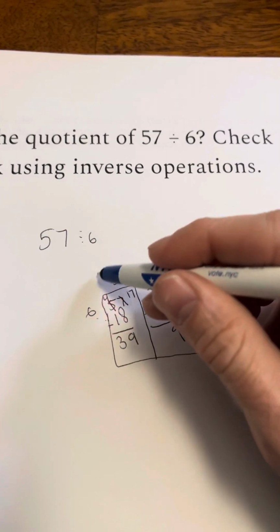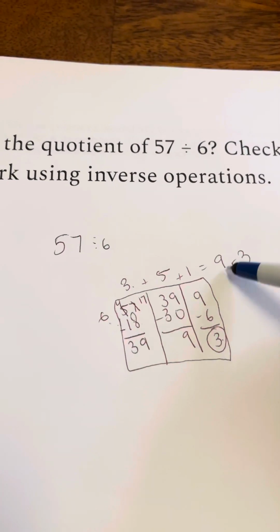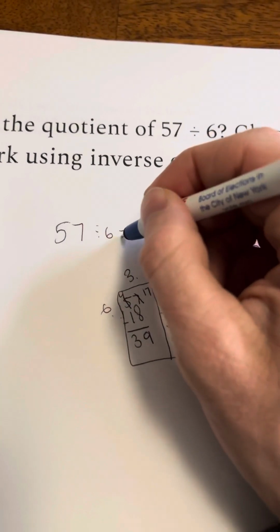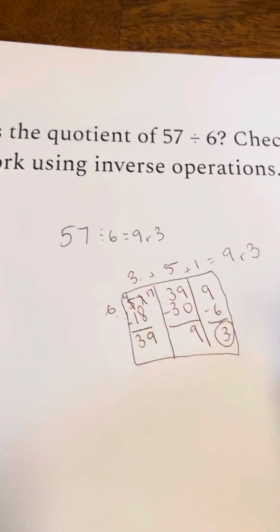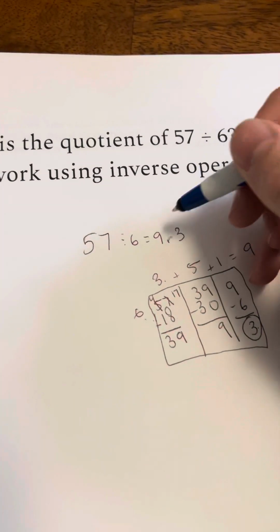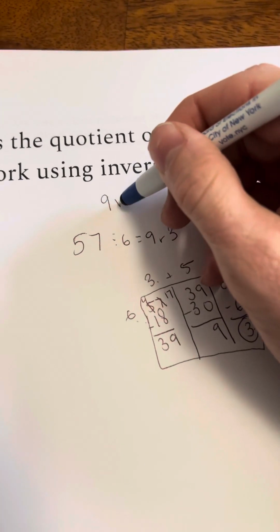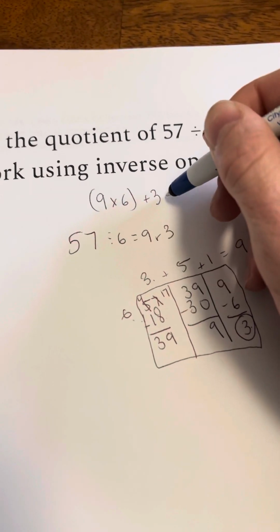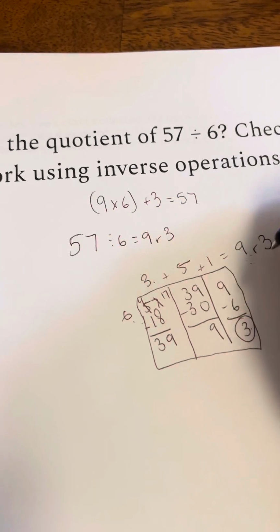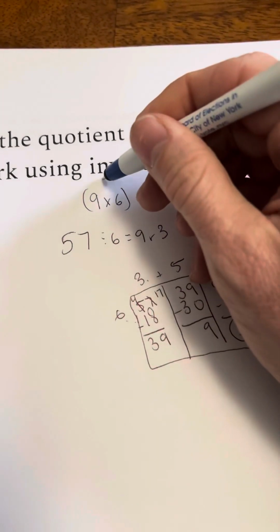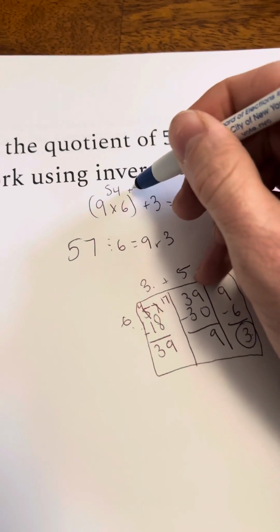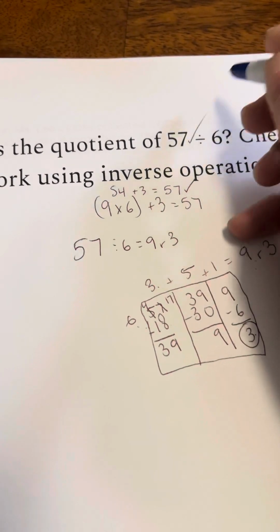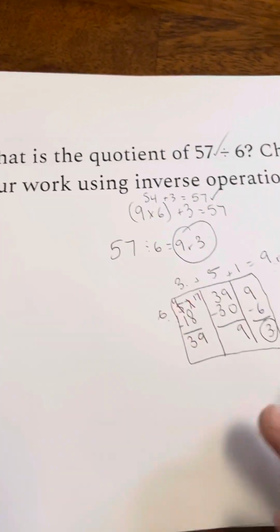Remember I said 9 would be the best thing to use? I knew it. So now if this equals 9, remainder 3, then that means that 9 times 6 plus 3 should equal 57. Well, let's double check. 9 times 6 is 54, plus 3 is 57. Yep, all good.